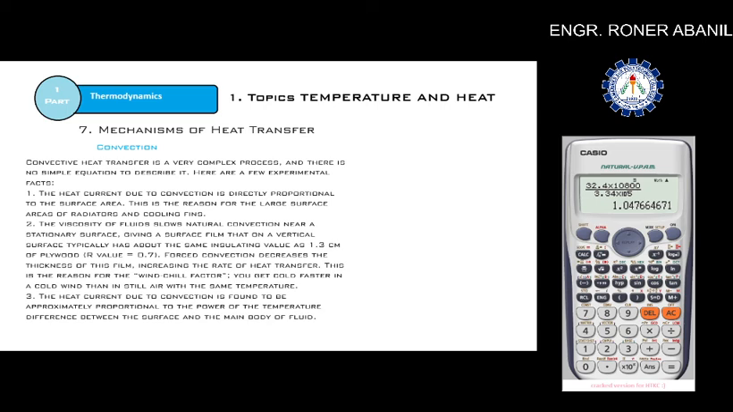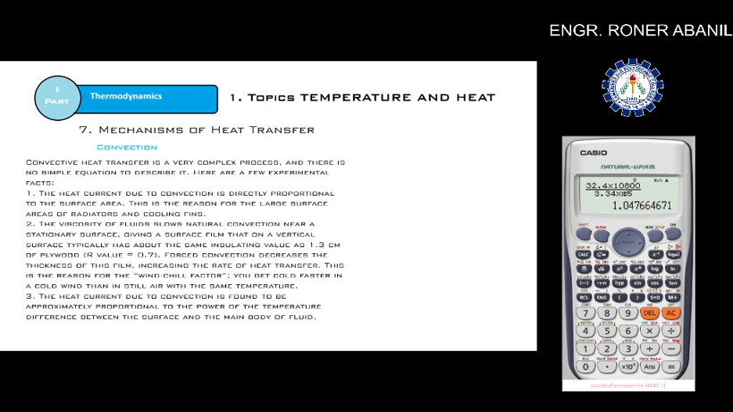Number two, the viscosity of fluid slows natural convection near a stationary surface, giving a surface film on that vertical surface that typically has about the same insulating value as 1.3 centimeters of plywood, with an R value of 0.7. So, forced convection decreases the thickness of this film, increasing the rate of heat transfer. This is the reason for the wind chill factor. You get cold faster in a cold wind than in still air at the same temperature.